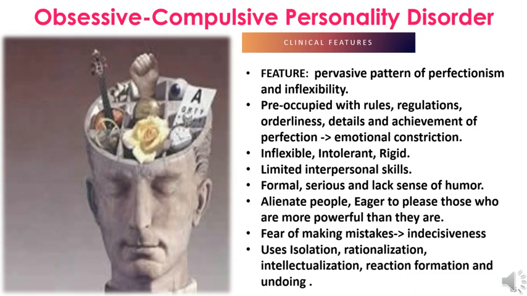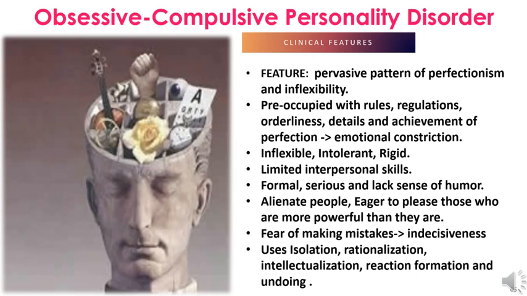Obsessive-compulsive personality disorder. The main feature of a person with obsessive-compulsive personality disorder is a pervasive pattern of perfectionism and inflexibility. Persons with obsessive-compulsive personality disorder are preoccupied with rules, regulations, orderliness, neatness, details, and the achievement of perfection. These traits account for the general emotional constriction of the entire personality. They insist that rules be followed rigidly and cannot tolerate what they consider infractions.